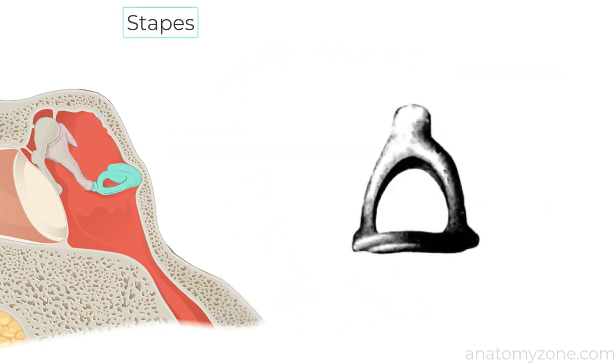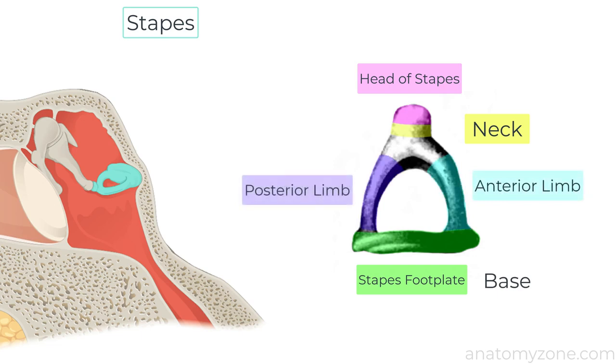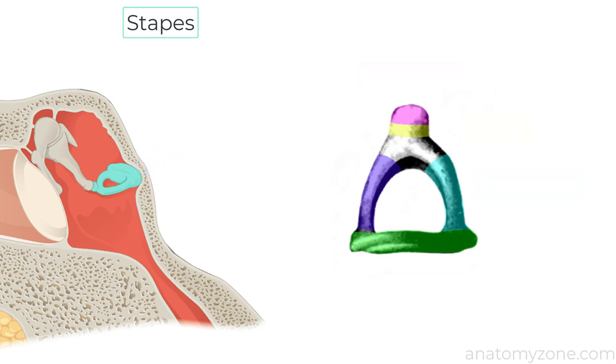The stapes is the smallest of the ossicles and the smallest bone in the human body, and is comprised of a head, a neck, two limbs, and a footplate. The head of the stapes is concave and articulates with the long limb of the incus via the lenticular process. Just beneath the head is the neck of the stapes, which is connected to the footplate, or base of the stapes, by the anterior and posterior limbs. The base, or stapes footplate, attaches to the oval window on the medial wall of the middle ear.